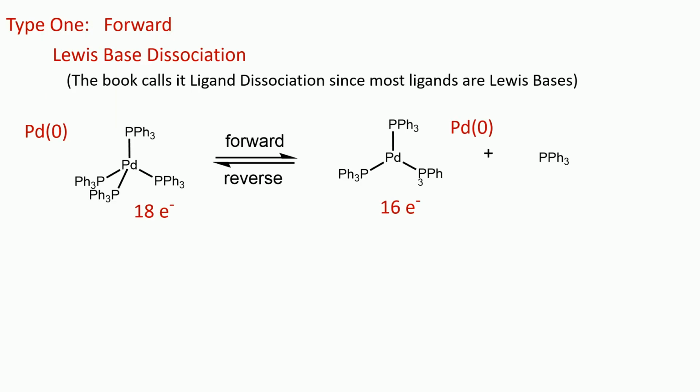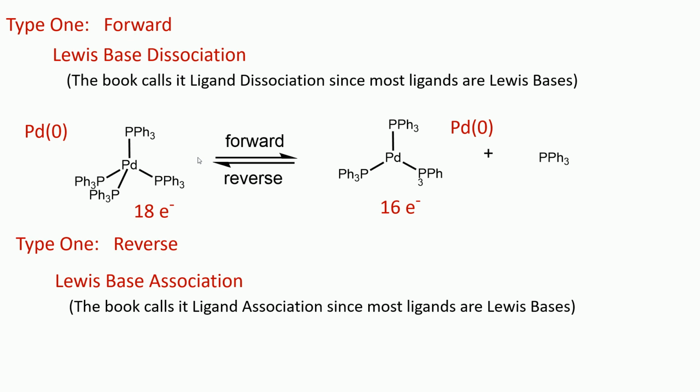So the first one's pretty trivial. It's just a ligand coming on and off. Here we have a palladium complex. It's palladium 0. Palladium 0 is d10, 10 electrons. There are 4 ligands, so it's an 18 electron complex. It's pretty crowded, so a ligand simply pops off, or the reverse, it could go back on. This is ligand dissociation. Or if you look at the reverse reaction, it's Lewis base association. We call them Lewis bases because the ligands are donating a pair of electrons.